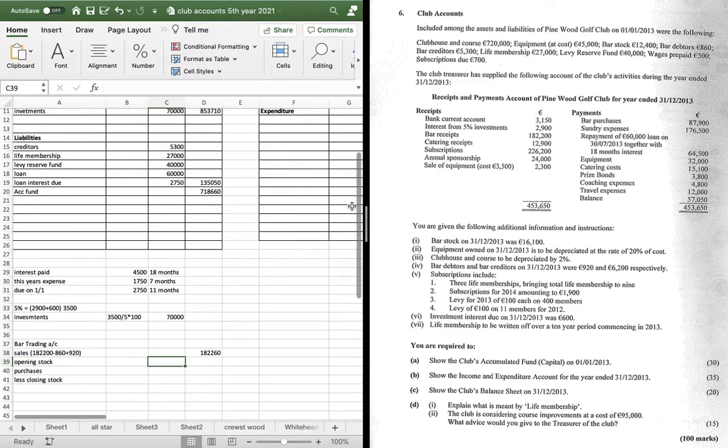Opening stock is the one at the top, so 12,400. Purchases, same process. We're going to start with this purchases figure here, 87,900. Take away the creditors at the start of the year, 5,300, and add on the creditors at the end of the year of 6,200. So that's 88,800. Then take away the closing stock at the bottom, 16,100.